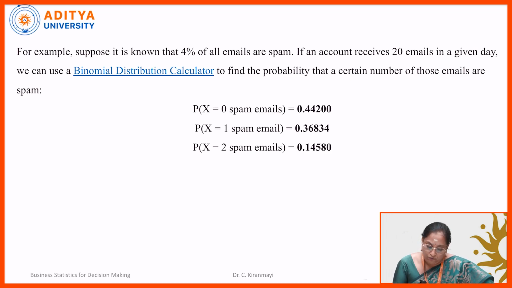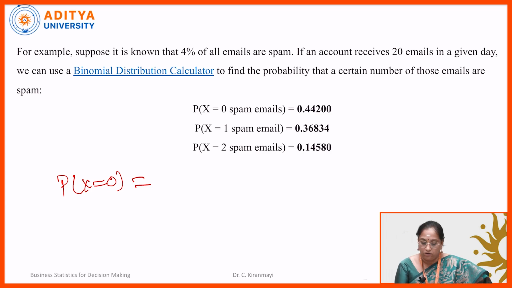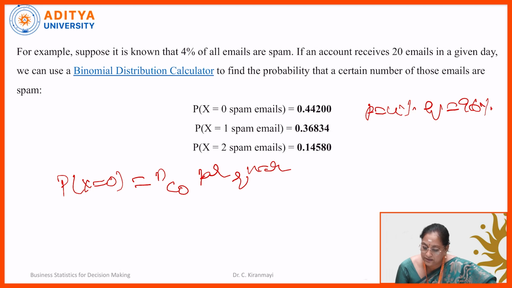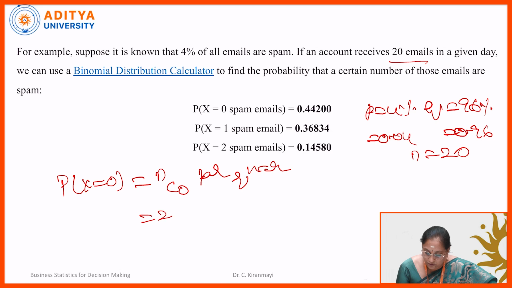Now, we have to find P(X = 0). P(X = 0) means, out of 20, what is the probability that no mail is a spam mail? All are legitimate mails. So, the formula for binomial probability is given as nCr p^r q^(n-r). In this problem, p is 4%, that is 0.04, q is 96%, that is 0.96, and n is 20, since we are given 20 mails. Therefore, 20C0.